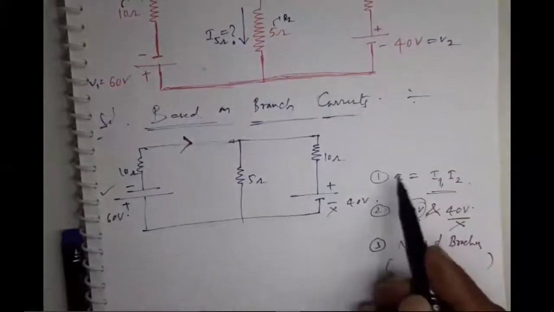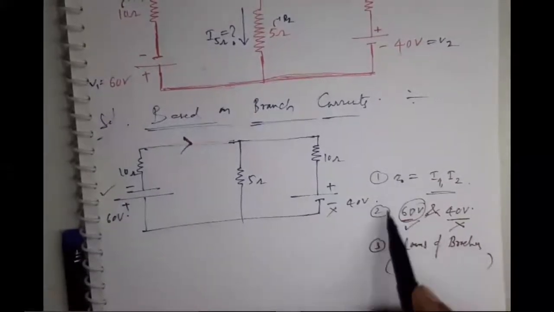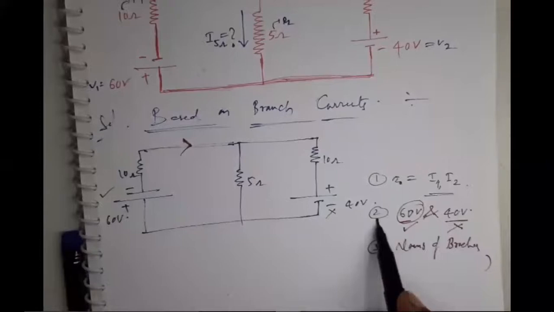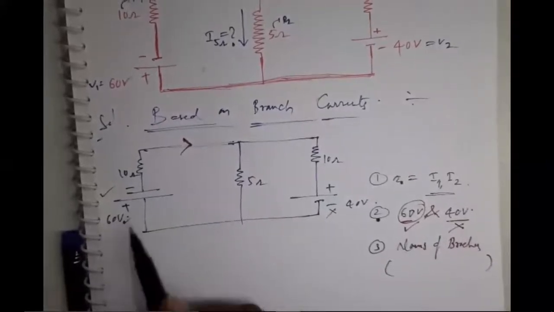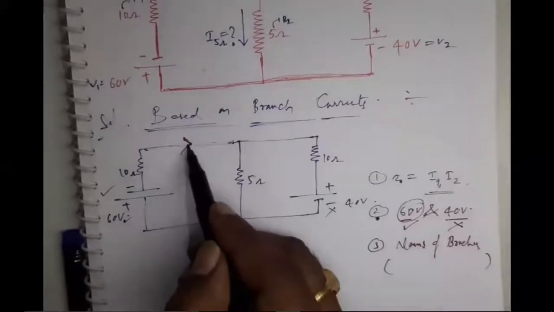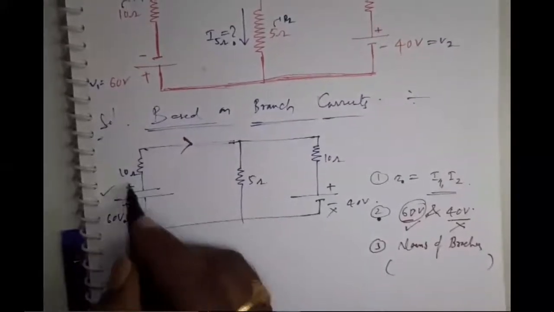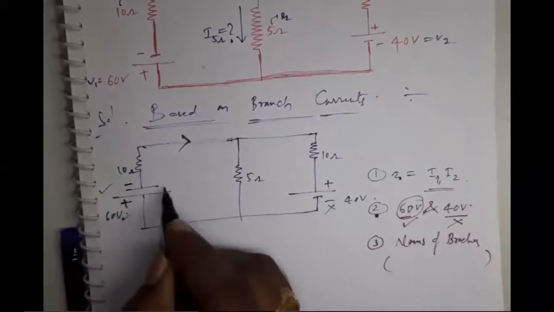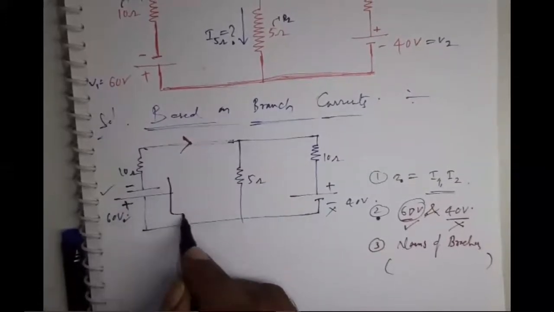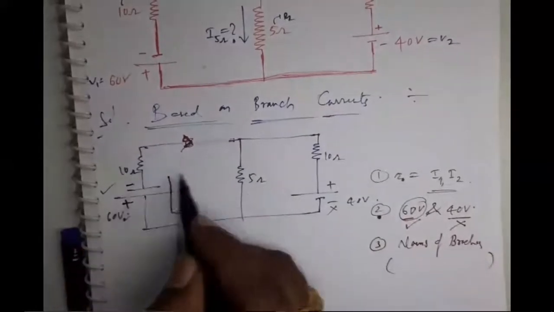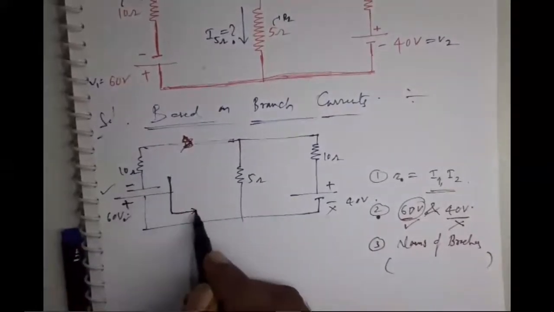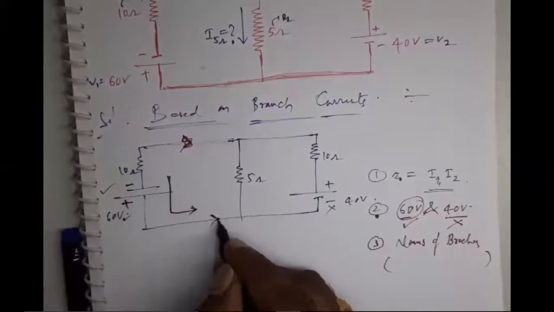First, before applying this rule, you need to activate one of the sources. Let me consider this 60 volts. As soon as we consider this 60 volts, this is the negative and this is the positive. Current always moves from negative to positive. Don't consider the other direction. Current always moves from here, so this is the current direction.